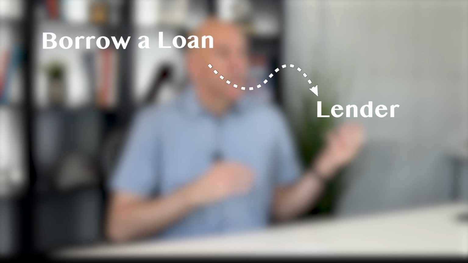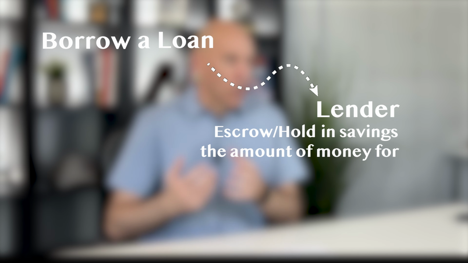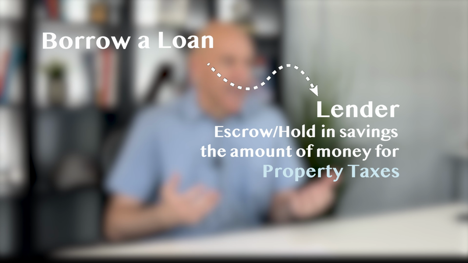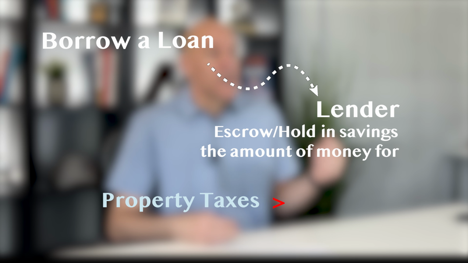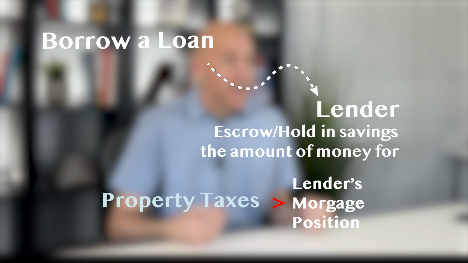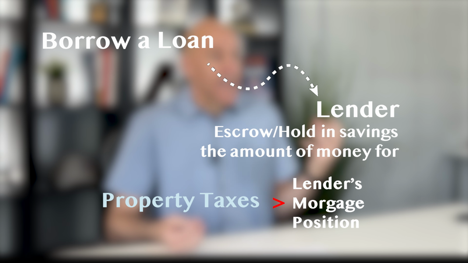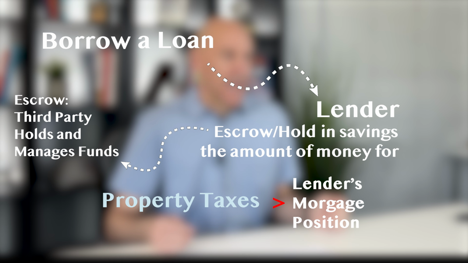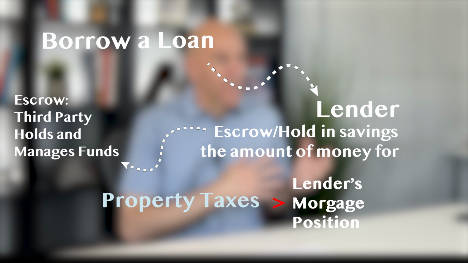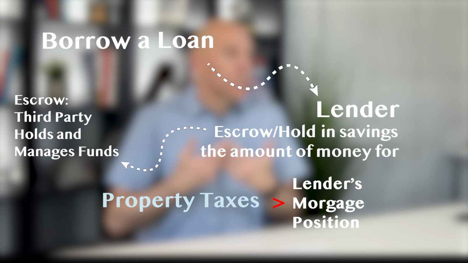So first, we'll talk about the easiest one. When you borrow a loan on a real estate property from a lender, they're typically going to say, look, we want to escrow or hold in savings the amount of money for property taxes. And the reason they want to do that is because property taxes are more superior than the lender's mortgage position. Meaning if you don't pay property taxes and the county comes in and forecloses on your property, it literally negates and wipes out the lender's mortgage. So clearly the lender doesn't want that. The way they protect from it is they hold property taxes in escrow. This happens on single-family home residences that you may live in, and it also happens on commercial properties.